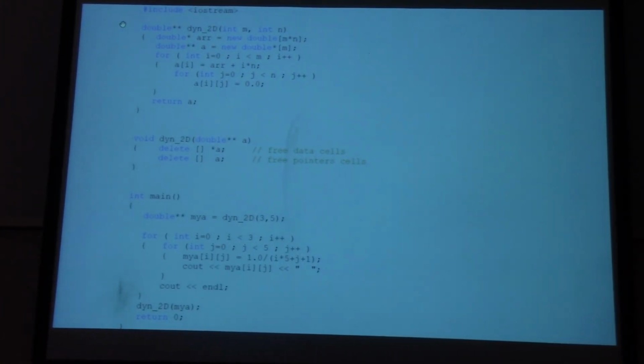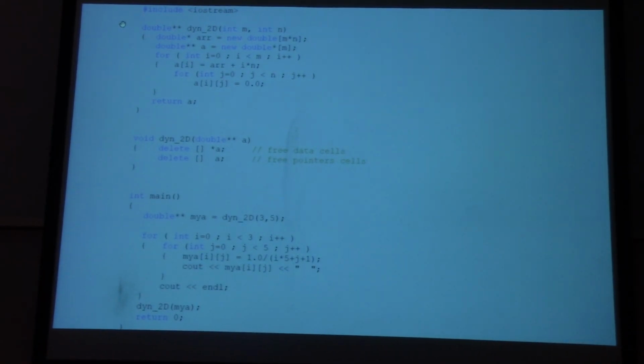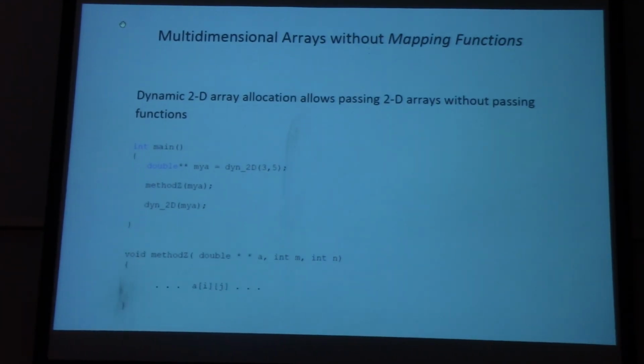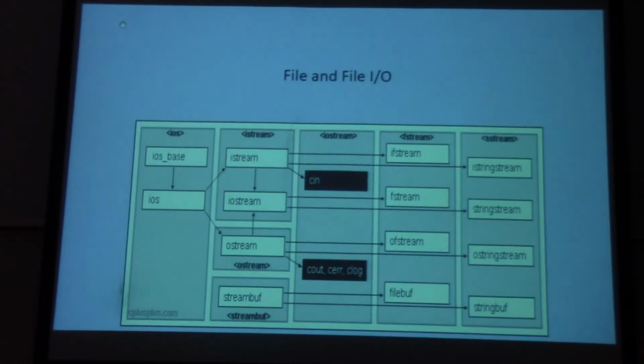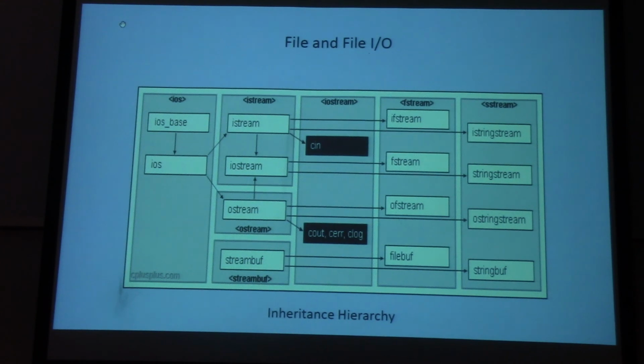Okay, any questions on that? Bad name. It should be called delete 2D or something like that. Allocate 2D, whatever. You get the idea. All right. So this is basically how to pass arrays without mapping functions, and we already kind of talked about that. All right, briefly I want to talk about file I/O.